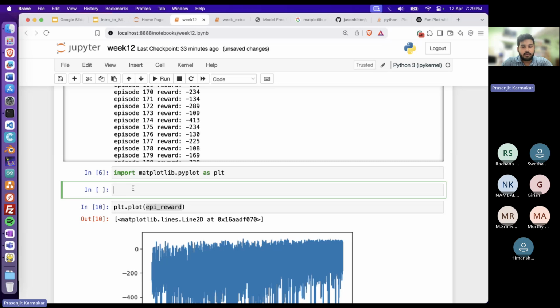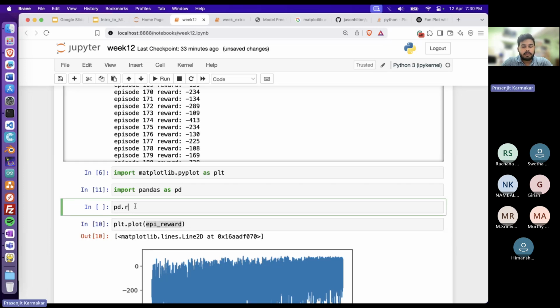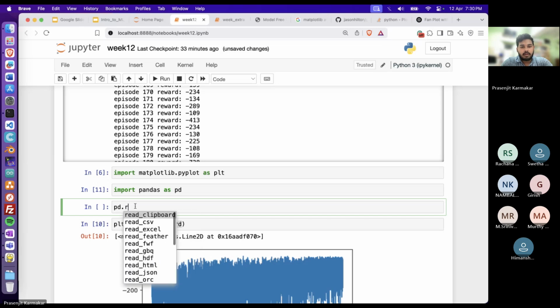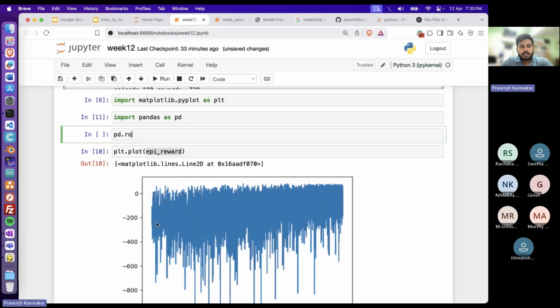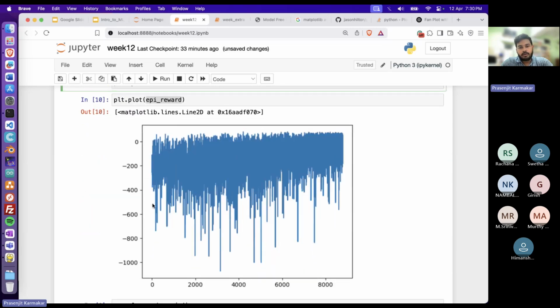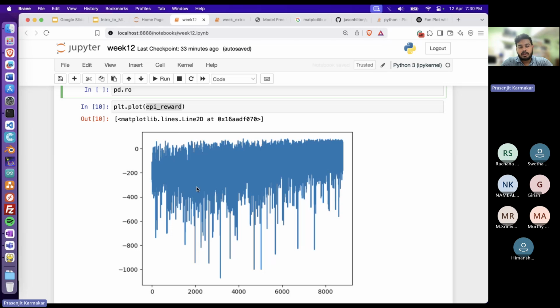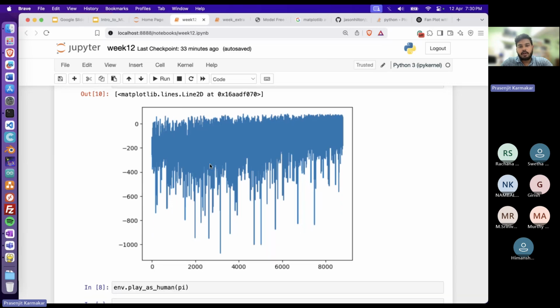Oh, sorry, I have to import pandas first, pandas as PD, and then PD dot rolling. Not rolling average or something. So basically, what I'm trying to do is a rolling average on this so that I get a kind of overall trend on this.